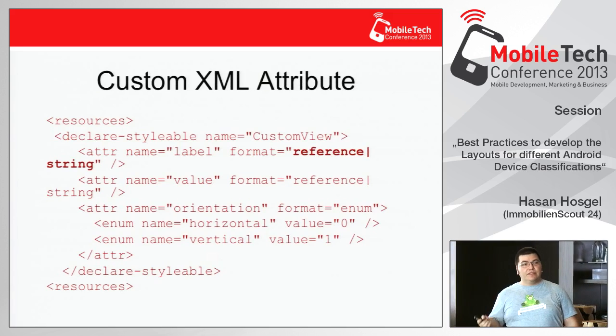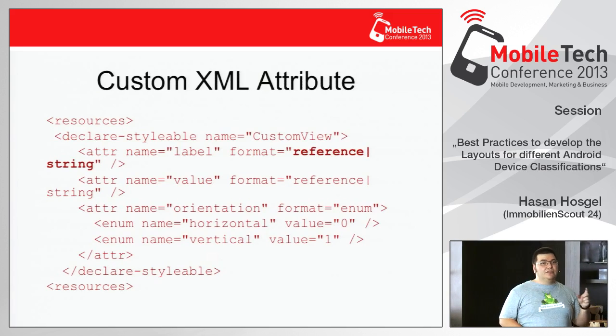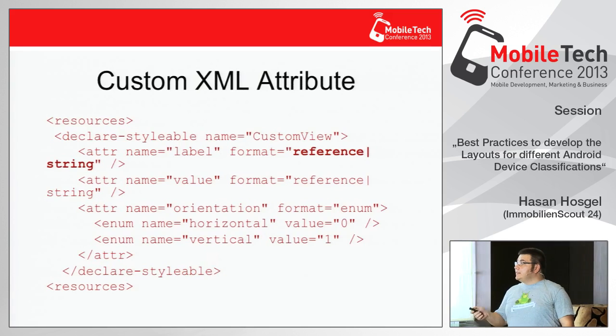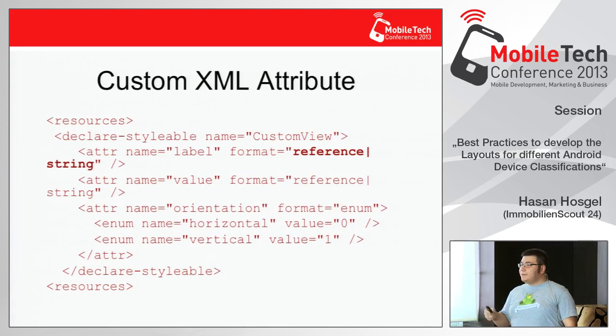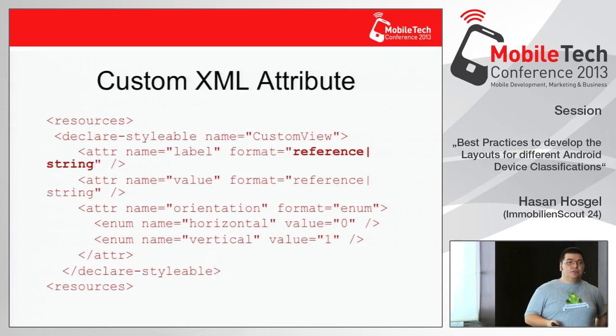So you can use the references and not make the hard-coded string, for example, in your layout file. The other thing is you can also define custom enums for you, which you can use in your whole application. And how to use that in your layout file?